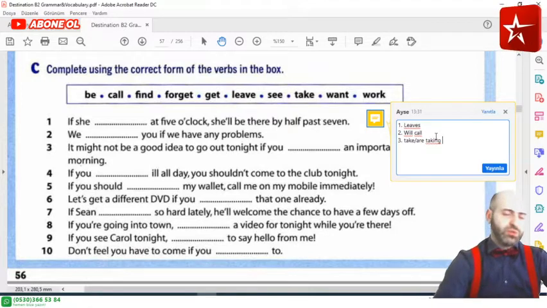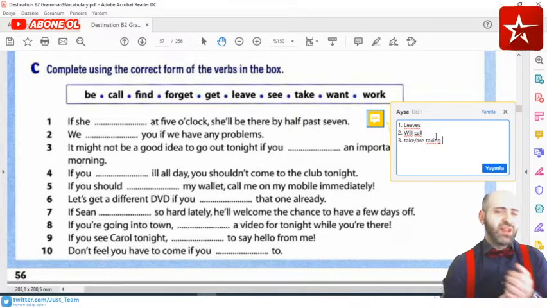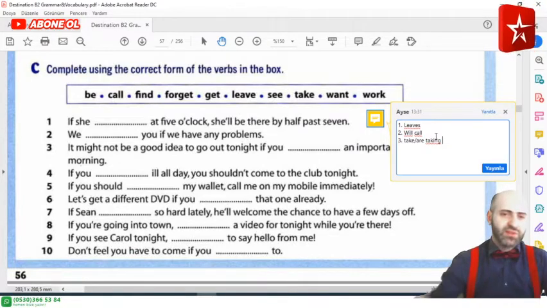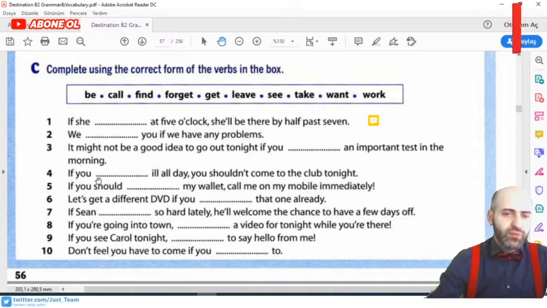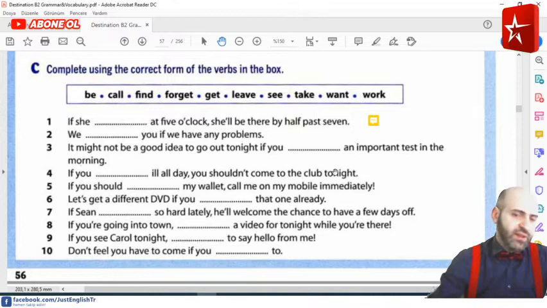Now why not took? Because this is not type 2, there is nothing impossible about it and it's not unreal, it is a real situation, so we don't need type 2. Let's see the next one. If you blah blah blah ill all day, you should not come to the club tonight.